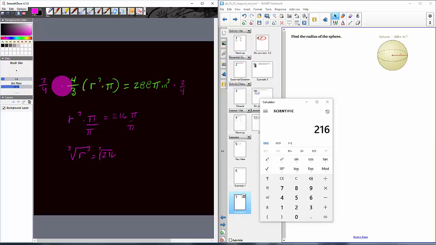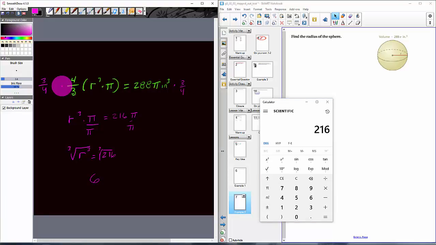So what times what equals 216? And you can go through a couple of things. I mean, if you don't know this yet or how to enter it into your calculator, you can always plug in, like, let's just say 5 times 5 times 5, and that equals 125. That's not it. So you can just keep on trying, like 6 times 6 times 6, and that's it. So my radius in this case is equal to 6.